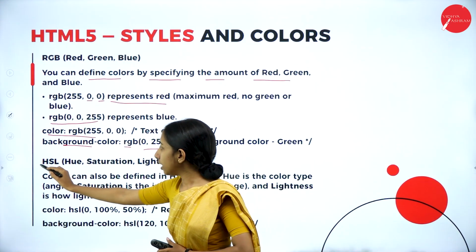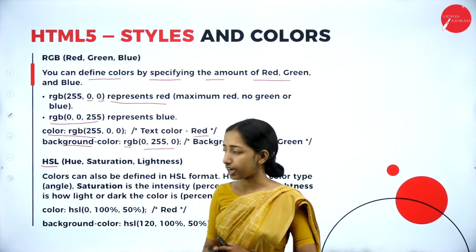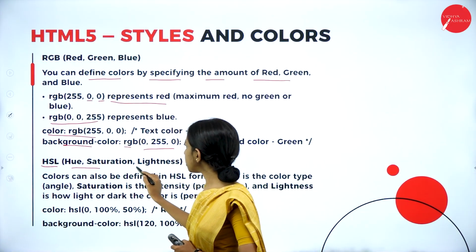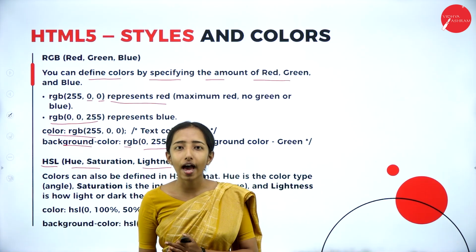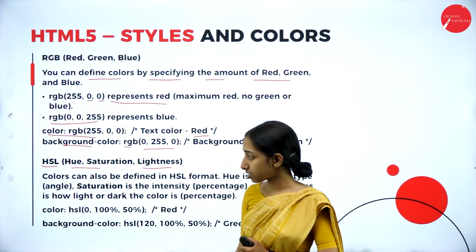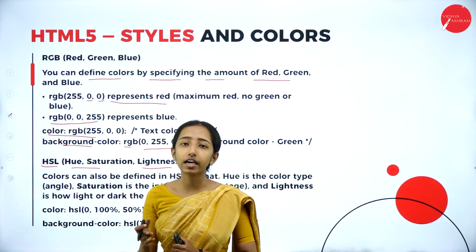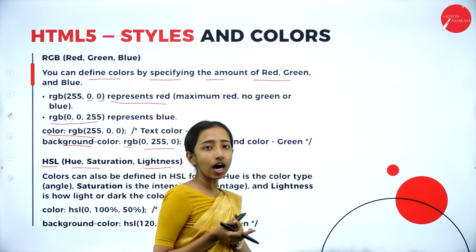So again, another thing: the method is called the HSL method. This is the hue, saturation and lightness. Whenever we are editing our photos, we come across these things, that is the hue, saturation and lightness. Here in HTML5 we can use this HSL for the web page we are creating.